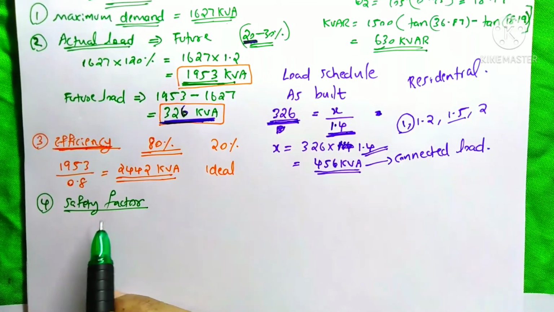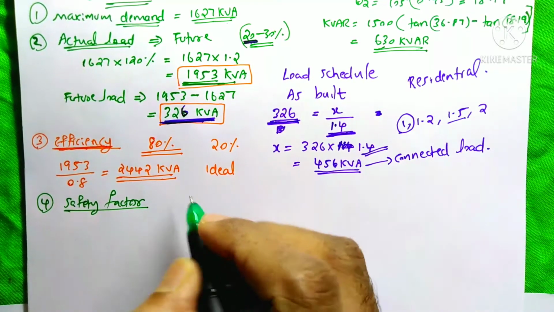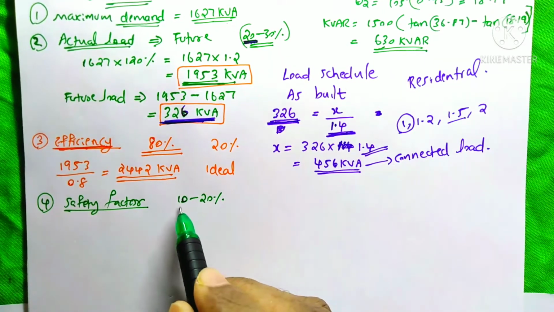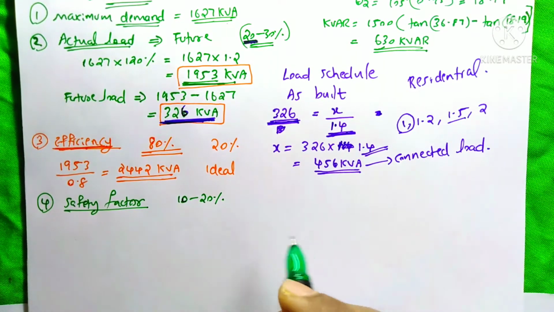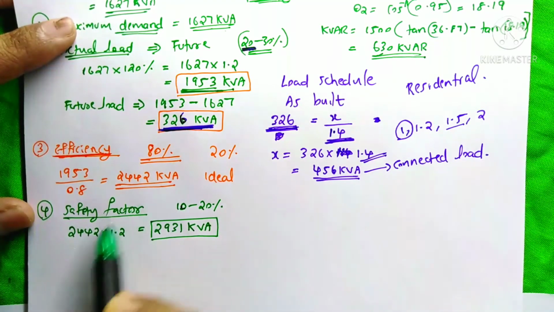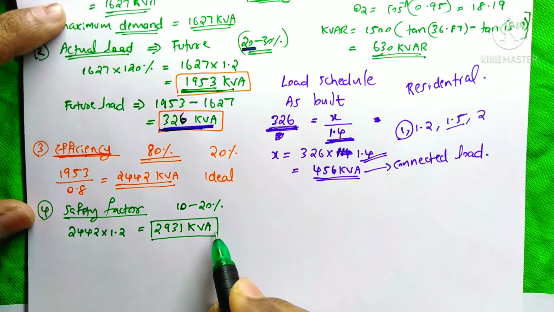The fourth step of this design is applying the safety factor. Generally in industries we apply 10 to 20%. We are applying this safety factor for the safe working of the transformer. Here, on the above step we got this kVA, so I applied this safety factor to that value, so our answer will become 2931 kVA.